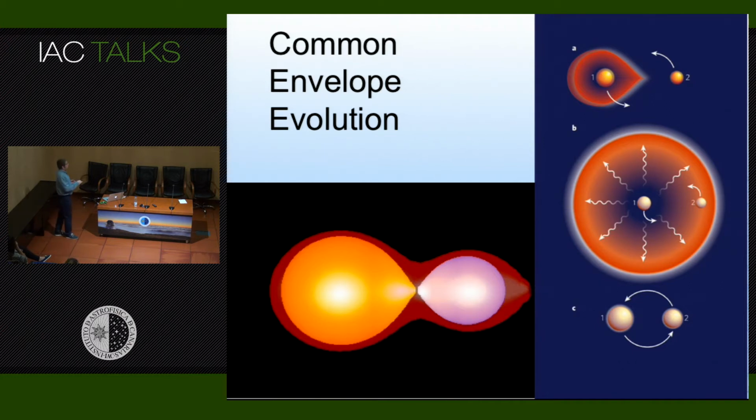Because of this shrinking of the orbit, energy is given back to the envelope, and the envelope is then going to be ejected. Because the core of this AGB star, which is a white dwarf, is very hot, it is then going to ionize the envelope, and the whole thing is going to appear as a planetary nebula.